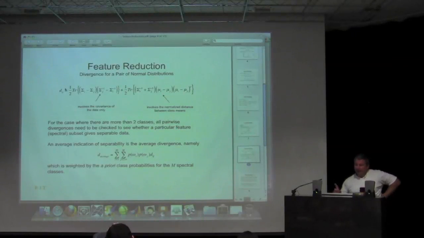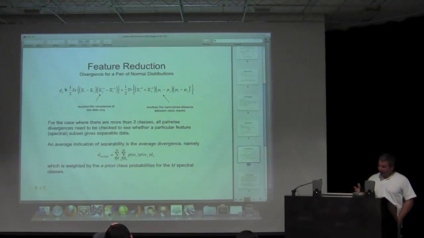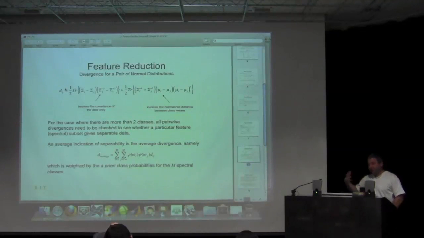But essentially, for a Gaussian multivariate normal distribution, this divergence comes down to this: 1/2 the trace of the product of the difference of the covariance matrices between the two classes times the difference between the inverses of those covariance matrices, plus 1/2 the trace of the product of the sum of the inverses of the covariance matrices times the square product of the difference between the means.